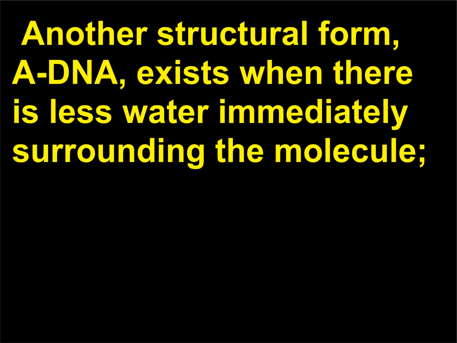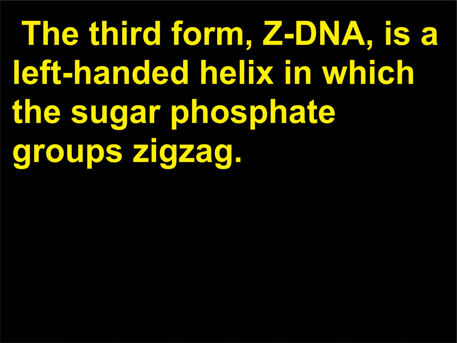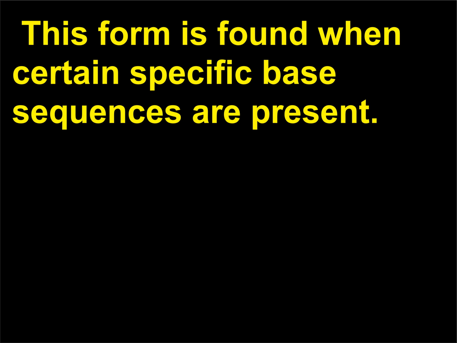Another structural form, aDNA, exists when there is less water immediately surrounding the molecule. aDNA is an alpha, right-handed helix, but it is shorter and wider than bDNA. The third form, zDNA, is a left-handed helix in which the sugar phosphate groups zigzag. This form is found when certain specific base sequences are present.